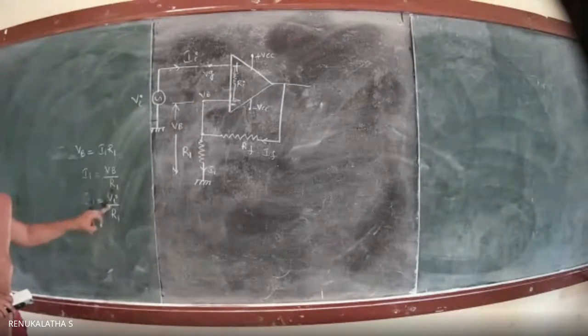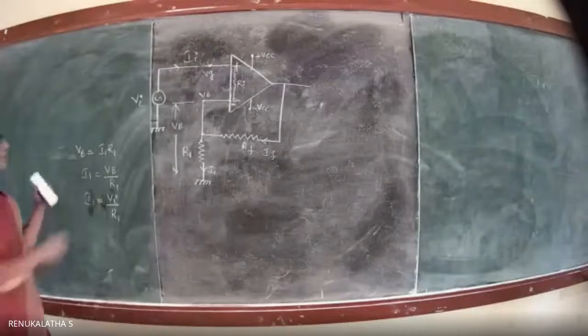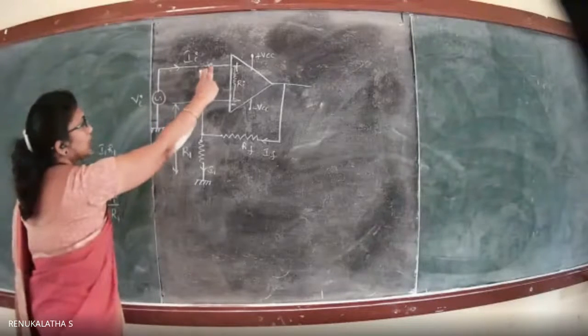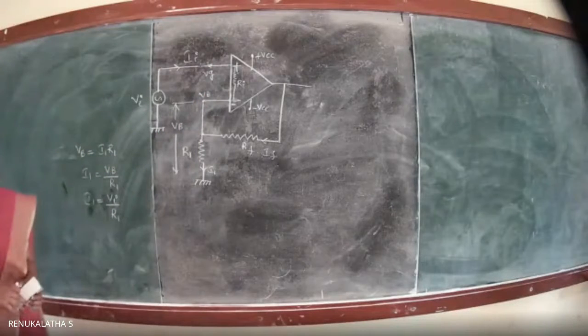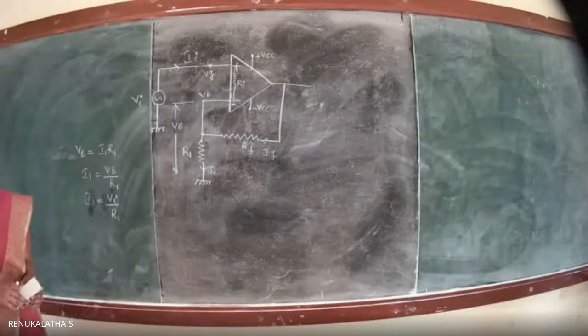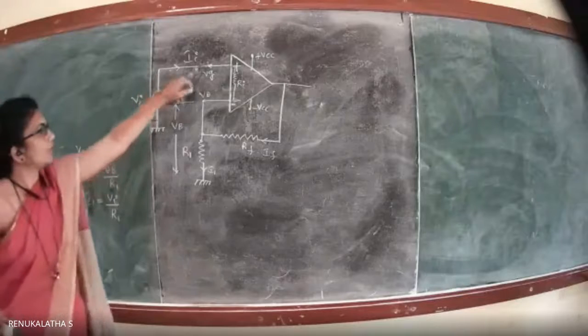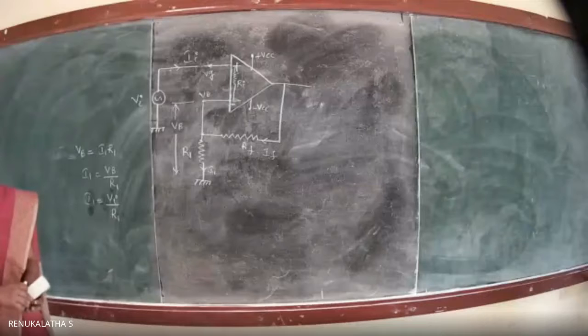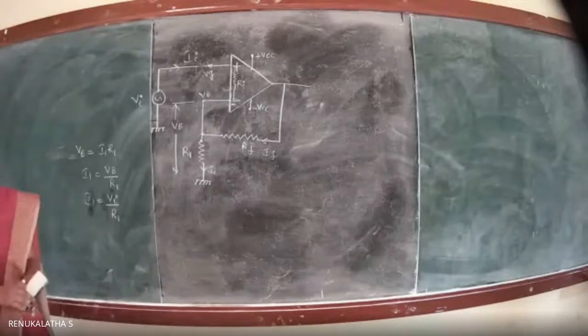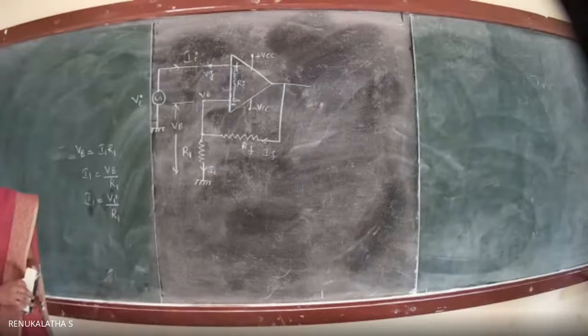Now this VB can be equal to VI, or what? This VI is as VG only, this voltage is similar to VB or not? This VI, whatever we are applying, can it be equated to VB? Can it be made equal to VB? Yes or no?